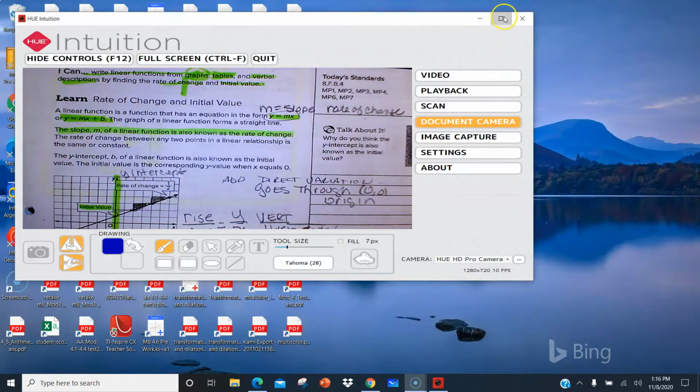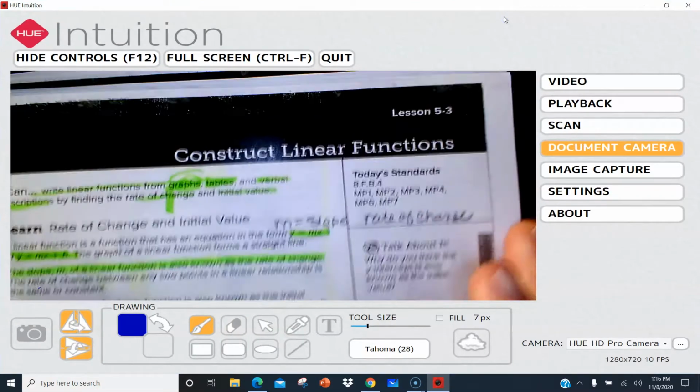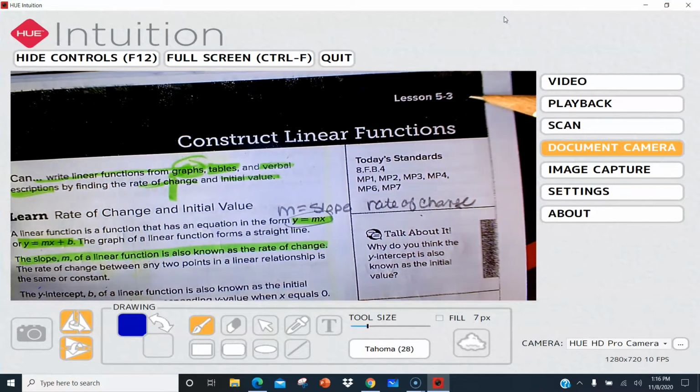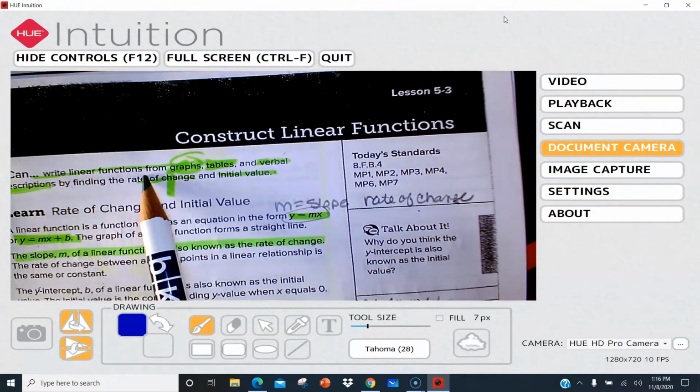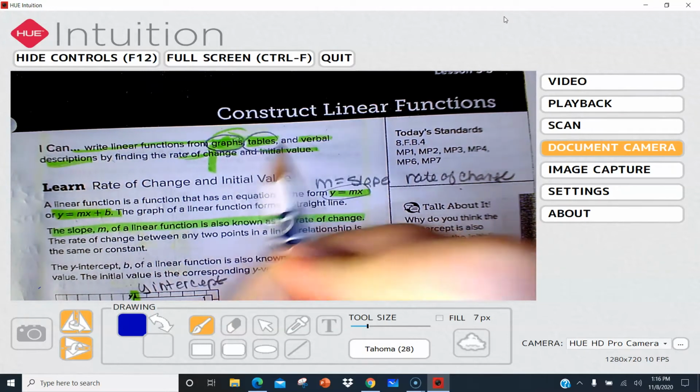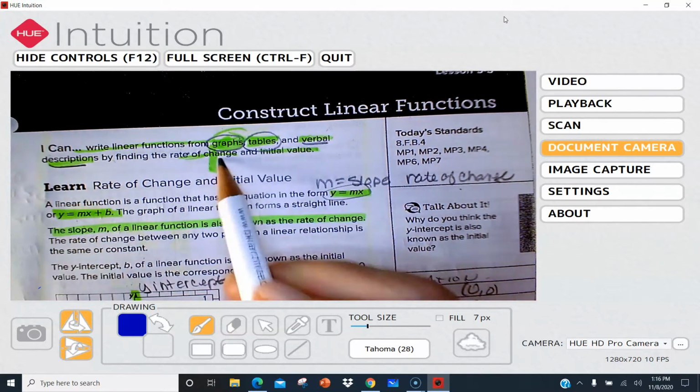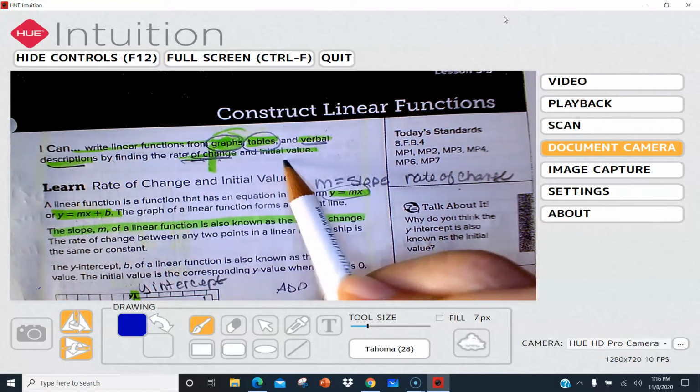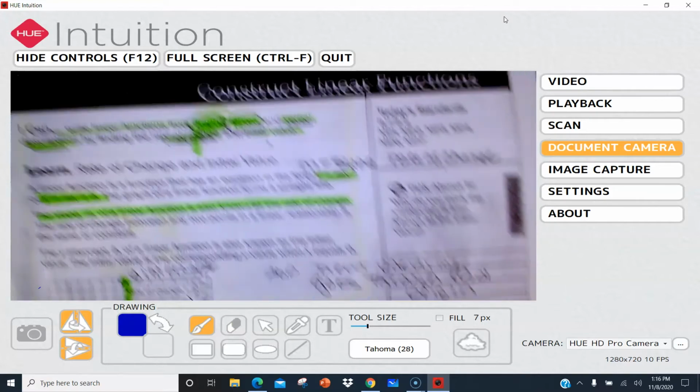Okay, so let's go ahead and learn about constructing linear functions, lesson 5.3. You will be able to write linear functions from graphs, from tables, and verbal descriptions by finding the rate of change and the initial value. Very important stuff.